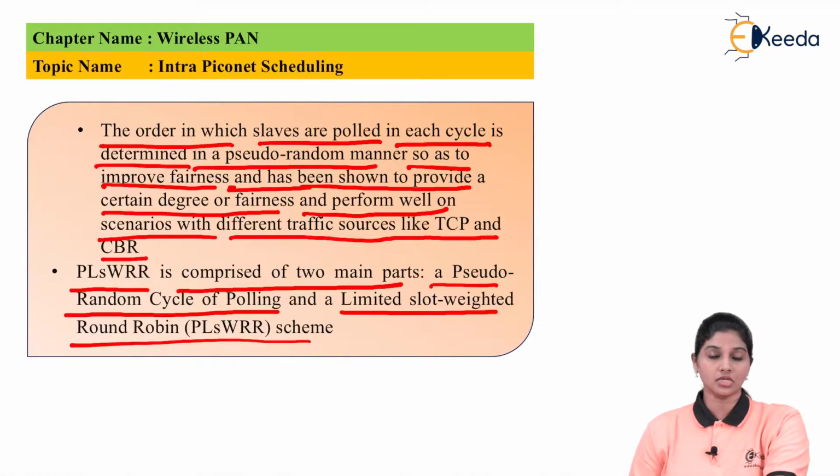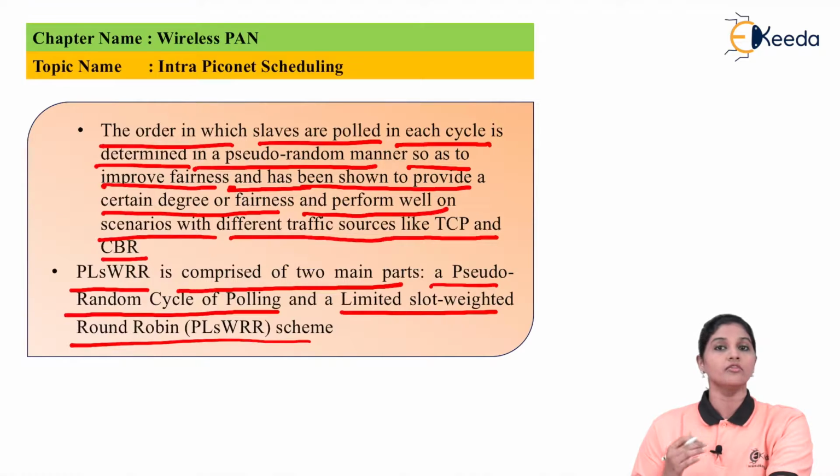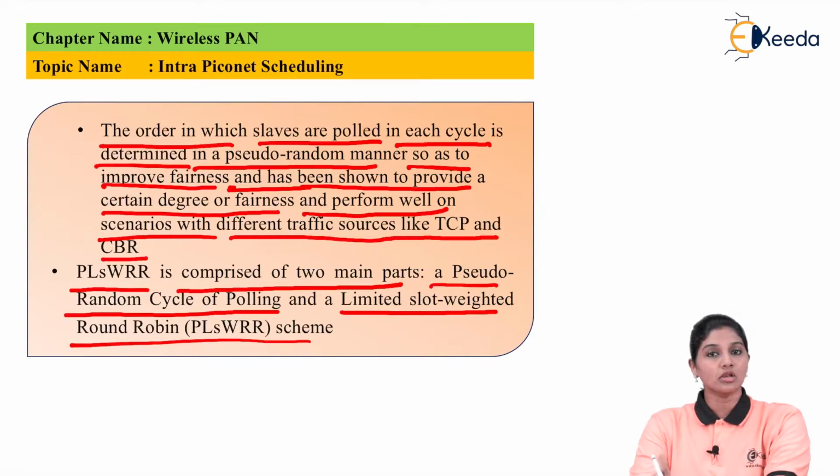The first algorithm is the pseudorandom cycle of polling, which is used for providing the scanning cycle not in a sequential manner but in a random manner, because of which each slave and master can have an equal chance of data exchange. The second algorithm is the limited slot weight round robin algorithm, in which a weight value is assigned to every slave, and for every scanning cycle the weight value is reduced. Only when data exchange between master and slave takes place is the value of W reset to its original value. So by combining these two algorithms, the PlWRR algorithm is formed.